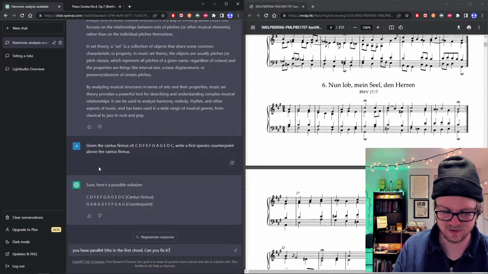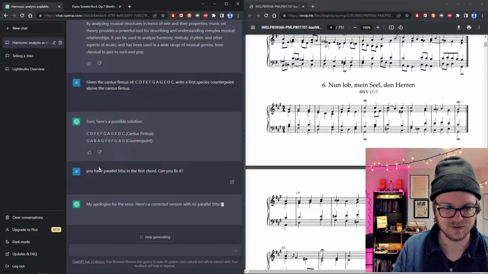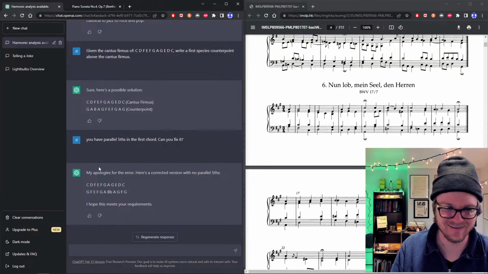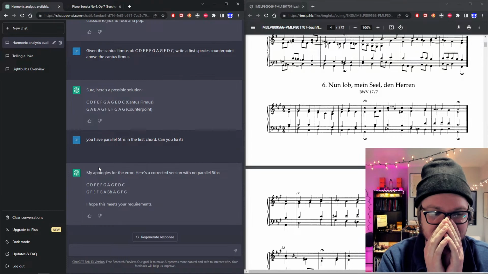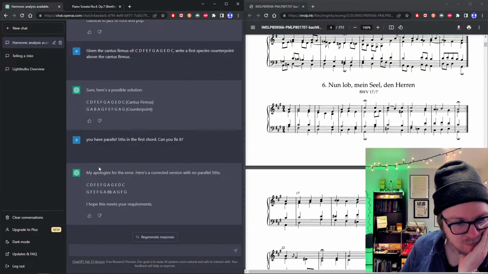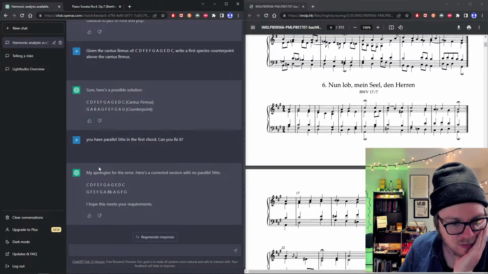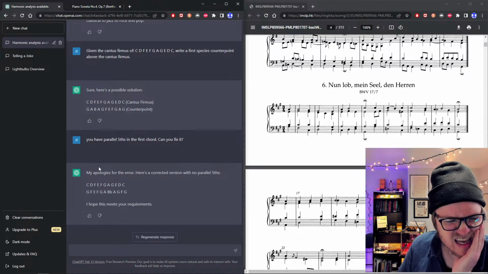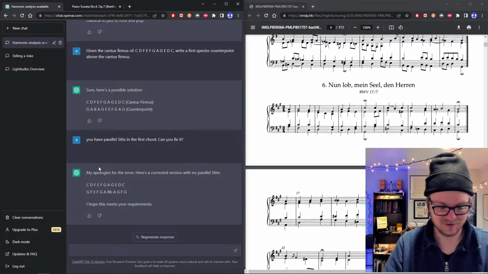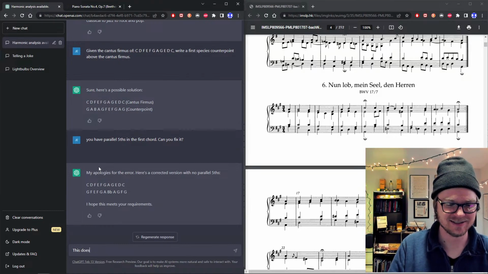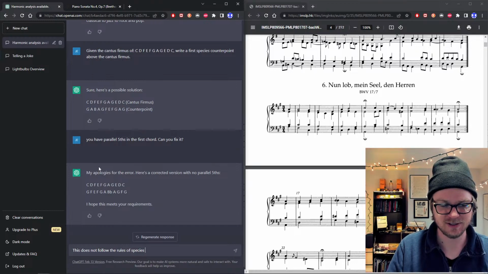Can you fix it? Okay. So it's starting with a fifth again. I have to read this backwards. Good. E against F? That is what? And then F against E? Okay, this does not follow the rules of species counterpoint.